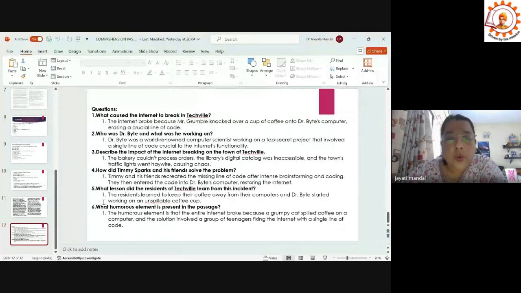Working. And what was he working on? Working on a top secret project that involved a single line of code crucial to the internet's functionality. So he was working on a top secret project that involved a single line of code crucial to the internet's functionality.